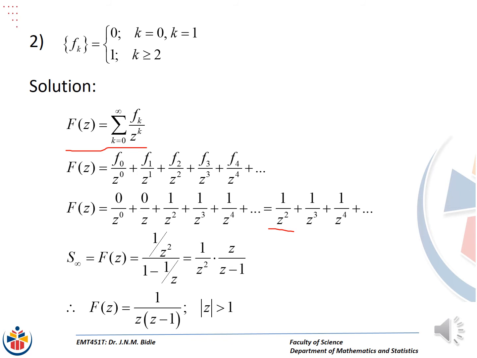And then we calculate r. That means it will be 1 over z cubed divided by 1 over z squared, 1 over z to the power 4 divided by 1 over z cubed, to get r to be 1 over z. Please check that and then simplify. And this is what we got: 1 over z squared times z over z minus 1, which simplifies to 1 over z into z minus 1.